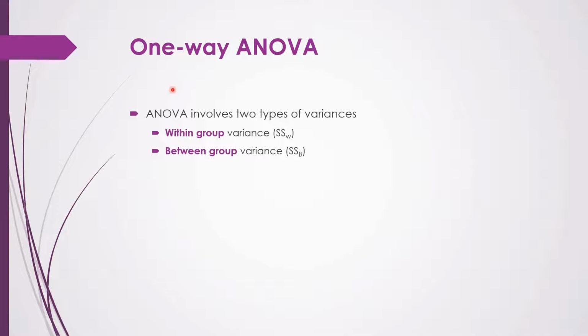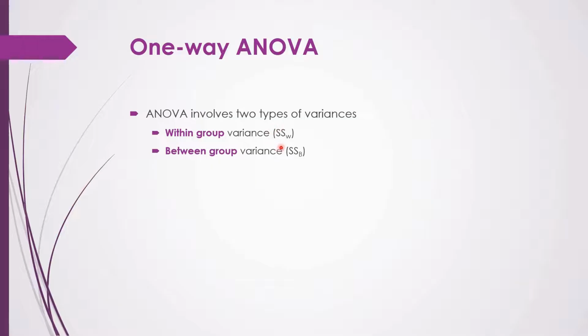Remember, ANOVA is the analysis of variance between two or more groups of data. And when we are dealing with multiple groups of data, we have two types of variances to consider. One is the within group variance and the second is the between group variance. As the name suggests, within group variance is the variance within each of the groups you have, and between group variance is the variance between your groups.